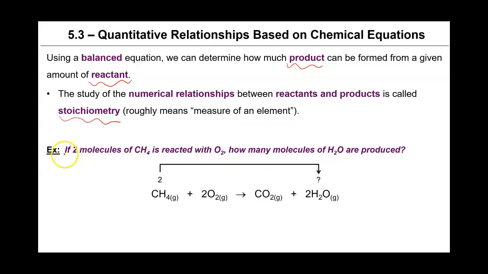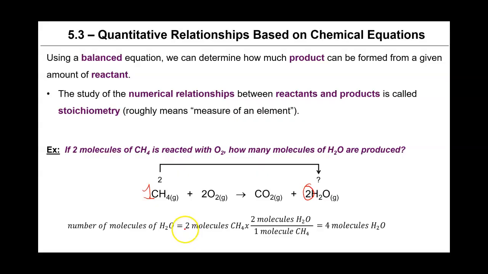So we have this little example here of how we can perform calculations using the information contained in a balanced chemical equation. So our example reads, if 2 molecules of methane is reacted with O2, how many molecules of H2O are produced? So the key idea is to recognize that for every 1 methane that is reacted, I'm going to produce 2 water molecules.